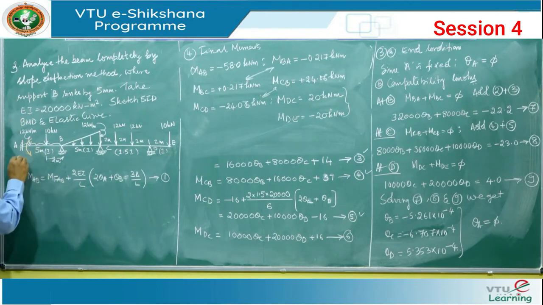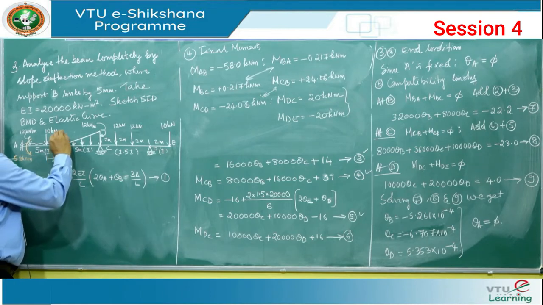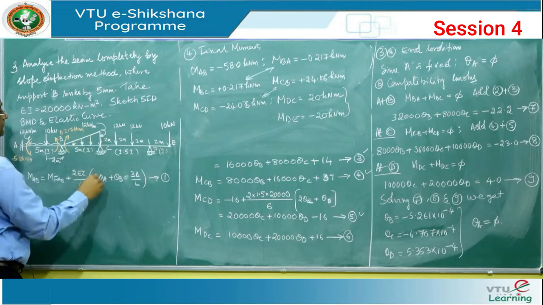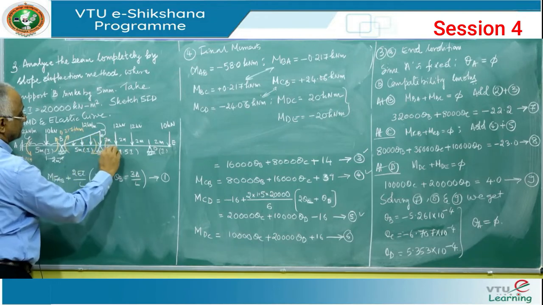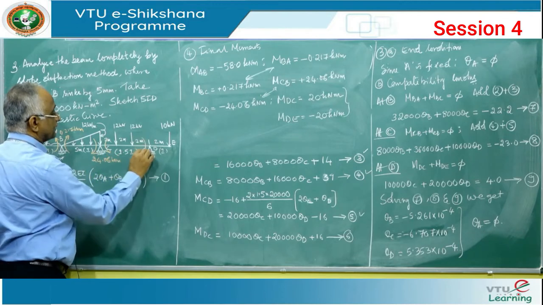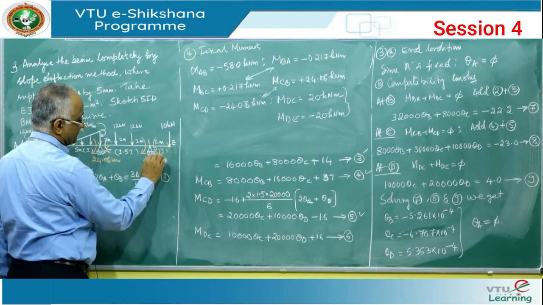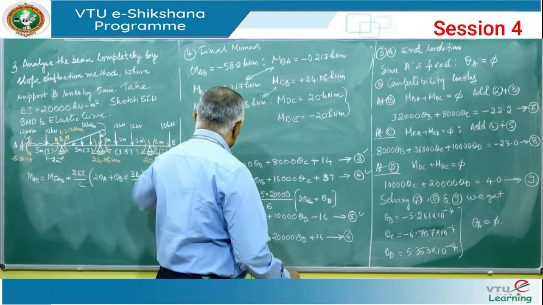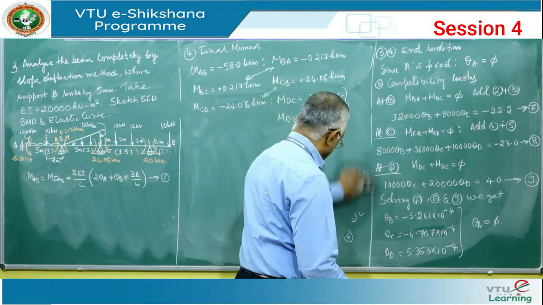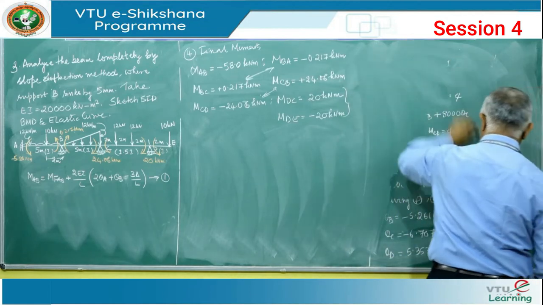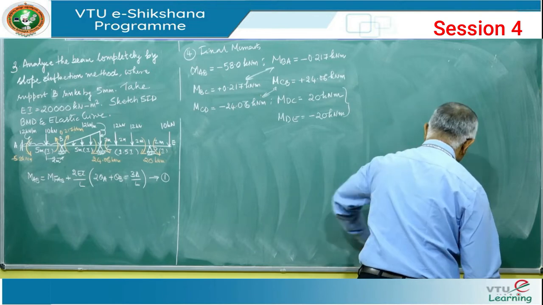Minus 58, and it is minus 0.217, plus 0.217, and here it is plus 24, minus 24.6, and here it is plus 20, minus 20. So, using the approach of slope deflection, we found the moments at all the points A, B and as well as C.